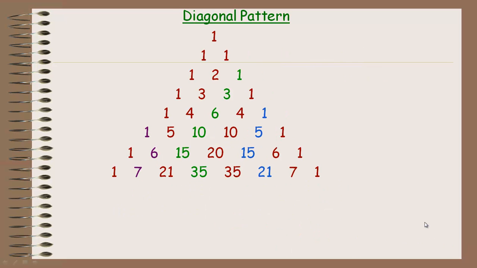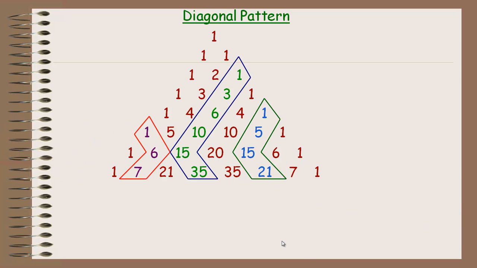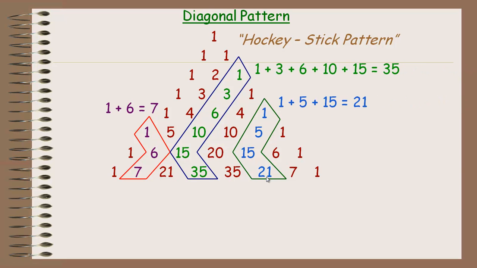Another pattern, a diagonal pattern, and I'm going to highlight 3 of them here. These values, these shapes are in the shape of a hockey stick. Again, the very Canadian thing. This is called the hockey stick pattern. And notice that 1 and 6 add to 7. 1, 5, and 15 add to 21. And the green one here, 1, 3, 6, 10, and 15 add to 35. Okay, so this is another pattern from Pascal's triangle. There's lots of patterns in Pascal's triangle.